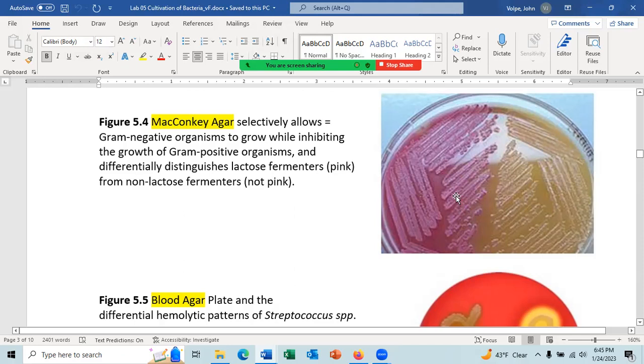The pinkish bacteria is one that can ferment the sugar lactose, and that will change the pH and make the color pink. And the non-lactose fermenter will be not pink. In this one, it's its normal color, which is off-white. So this is differential and selective. Selective, and then only gram negatives will grow on it. Differential on the basis of lactose fermentation, positive, and this one cannot ferment lactose.